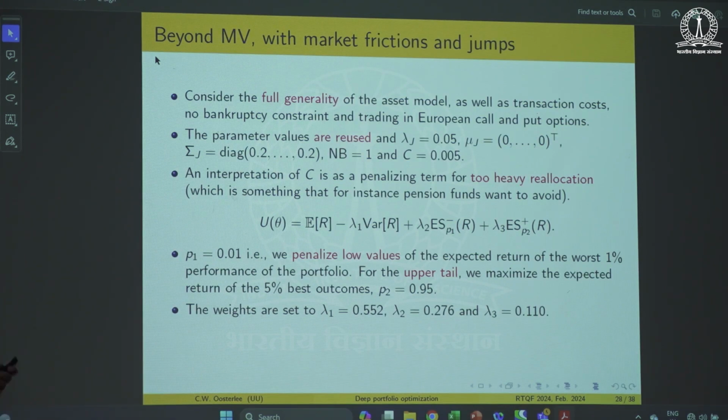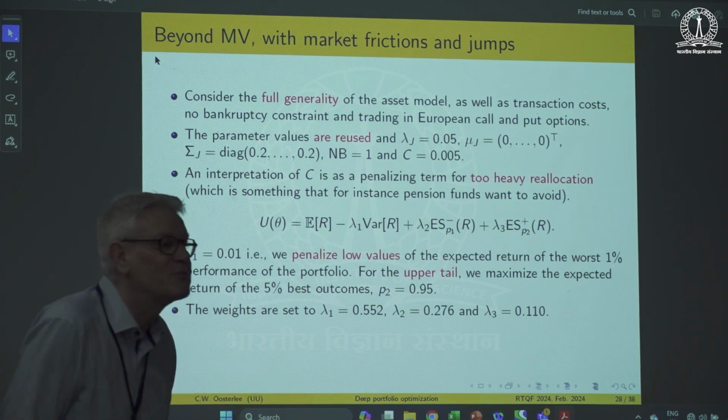All right. And this is our final experiment. So now we have the jumps. We have the market frictions. We have the transaction costs. We put in the European call and put options. We have the no bankruptcy constraint. So in full generality, we try to see what happens with our methodology. We also have this much more general objective function. We take the worst 1% of the portfolio is penalized, and the upper tail, the expected return of the 5% best outcomes is pushed to the right as much as possible. And we have that lambda 1, lambda 2, lambda 3 set as some experts call it.